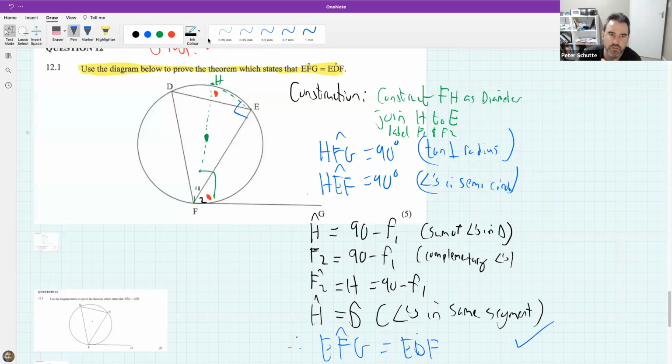and that's proved. And what we've basically done is we've said, look, this one over here is equal to this one over here. That one over there is equal to that one over there. Therefore, these two have been proven.